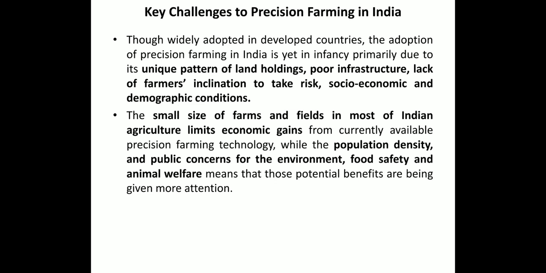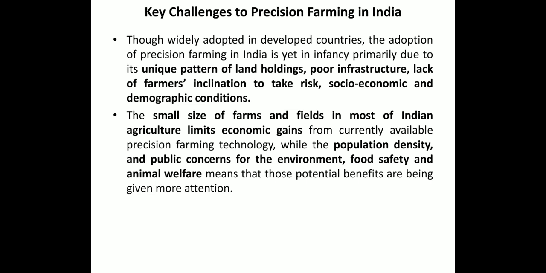Then, the key challenges to precision farming in India. The major challenges to adoption of precision farming are the unique pattern of land holdings, poor infrastructure, lack of farmers' inclination to take risk, and socio-economic and demographic conditions. These are the key challenges in India to adopt precision farming: the unique pattern of land holding, poor infrastructure, lack of farmers' knowledge, and the socio-economic and demographic conditions.